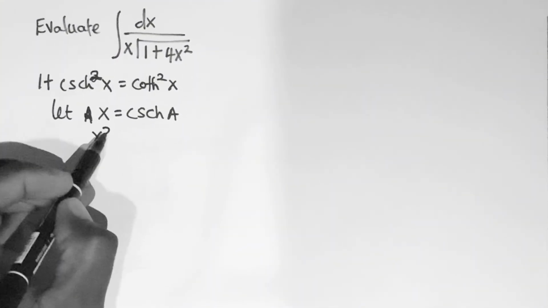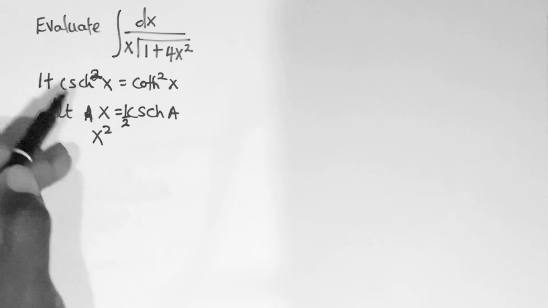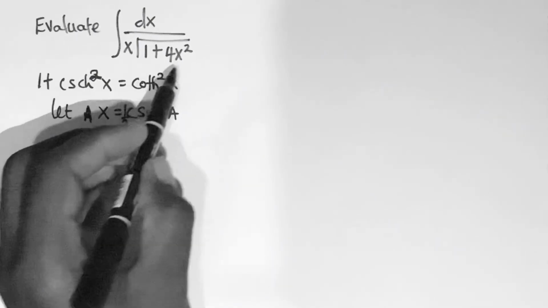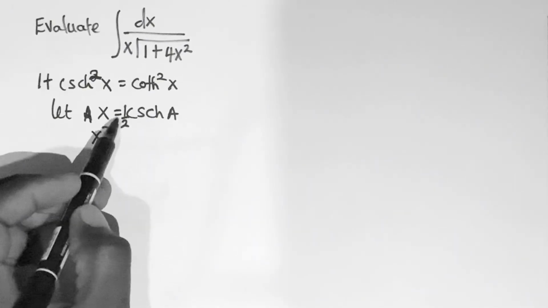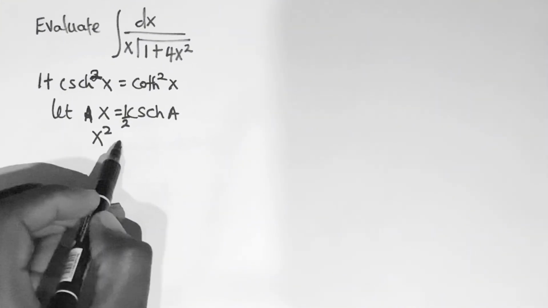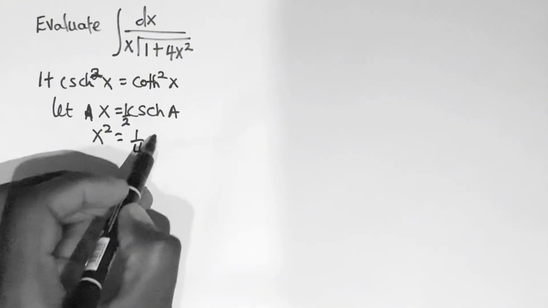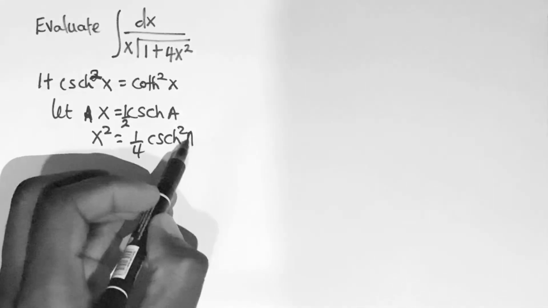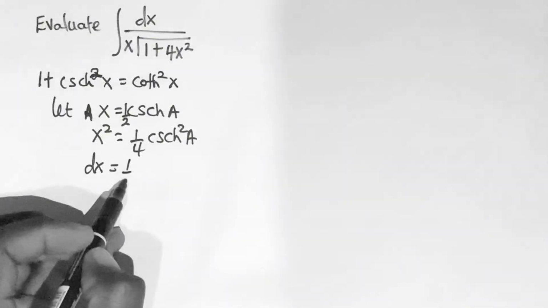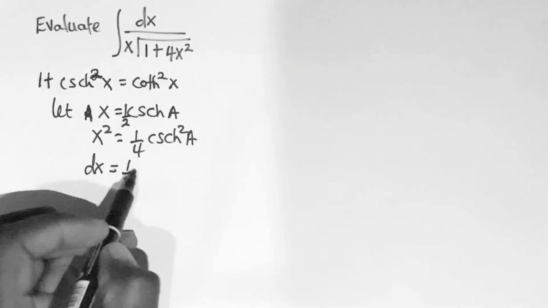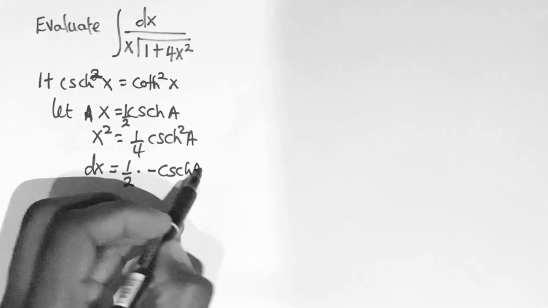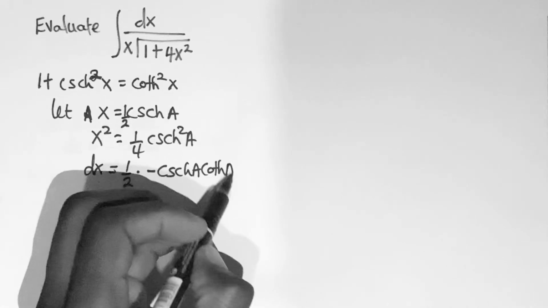So x squared, the half is very important. It is important because there is a 4 here, so that when we square x, we will get divided by 4 and this 4 will go away. So x squared is equal to 1 over 4 cosech squared a. So what is dx? The dx is equal to half of, if you differentiate cosech a, you are going to get minus cosech a coth a dA.